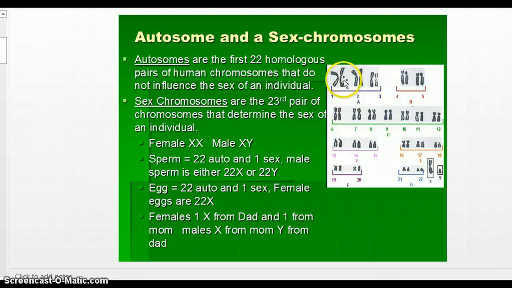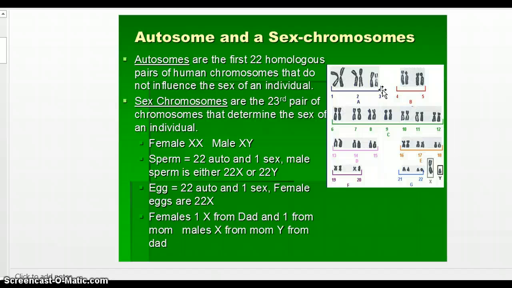You get one from mom, one from dad. Number 2, you get one from mom, one from dad. Number 3, you get one from mom, one from dad, all the way to 22. Those are the autosomal chromosomes. They're forming your autosomal traits. The sex chromosomes are the 23rd pair of chromosomes that determine the sex of an individual. So in every cell, you have 2 sex chromosomes. Females are XX, males are XY.